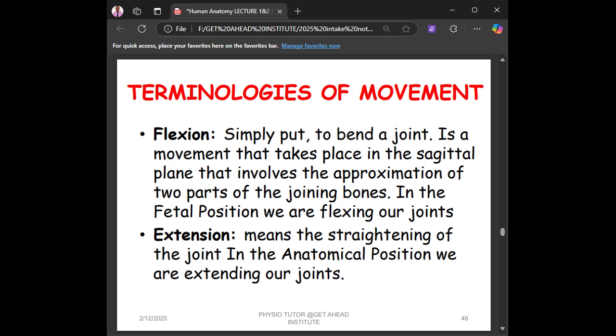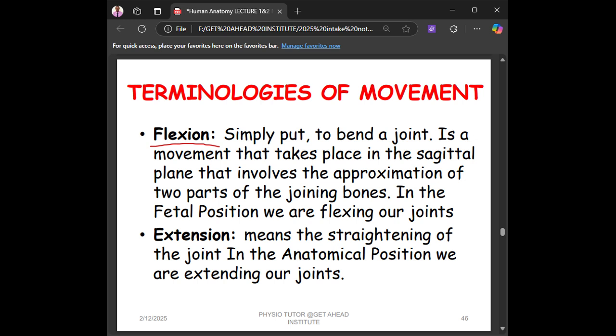Okay, now let's shift our attention to terminologies of movement. The first one we're going to talk about is flexion. So flexion, we can simply put it as to bend a joint.